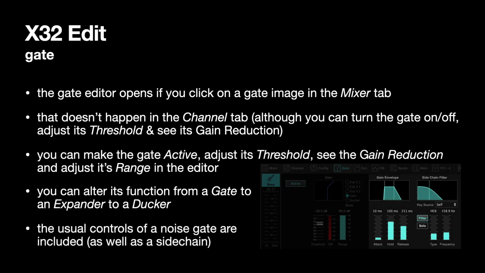The usual controls of a noise gate are here, and I'm not going to go into these. I'm assuming that you all know how to use a noise gate. A noise gate is very useful, so is an expander or a ducker. Classic use of a ducker would be a DJ speaking over a record, so it ducks down the level of the record by a certain number of dB and then raises it back up when the DJ stops talking.